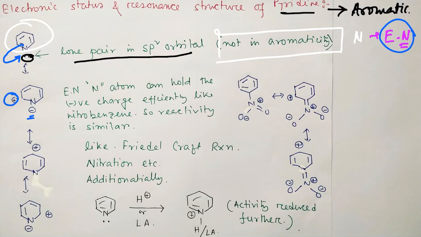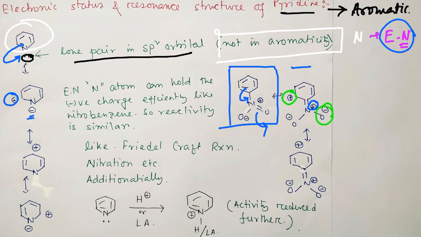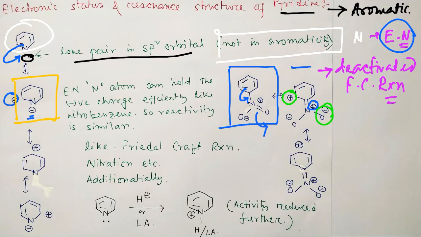By the way, a similar phenomenon is observed in the case of nitrobenzene. The similar resonance structure is possible because this bond can come here. So always remember the central nitrogen will bear the positive charge. So positive charge is created at this center and the negative charge is generated on this oxygen. Fine. So we know that nitrobenzene is a deactivated substrate for Friedel-Crafts alkylation or Friedel-Crafts reaction, and that's why nitrobenzene is used as a solvent. So a similar type of property we may expect from pyridine because of its withdrawing nature. So it's a deactivated substrate.